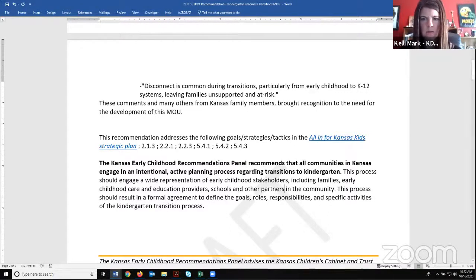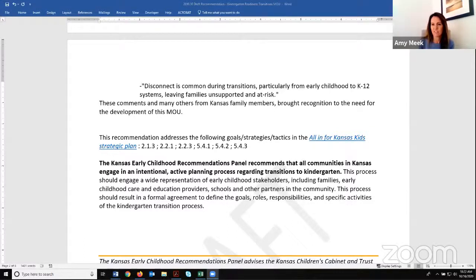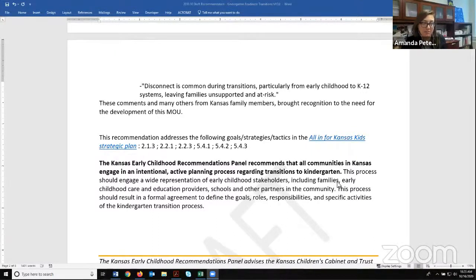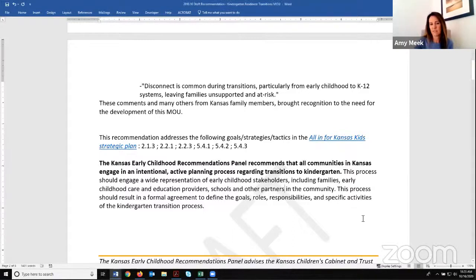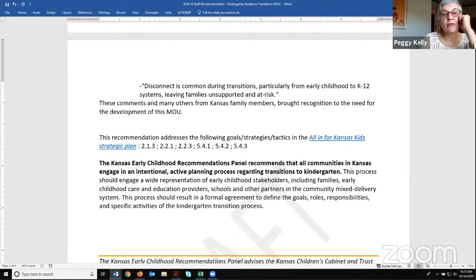Amanda, we use the mixed delivery system in our strategic plan, our blueprint, and we'd probably need to define that though, because that's a term we've started to use more. It's a mixed delivery system that touches children and families birth to 5. So we would say maybe other partners in the community and the mixed delivery system, or other partners in the community mixed delivery system. Each community, of course, looks different, but that does leave a doorway, Peggy, for homeschooling entities or others less formal.